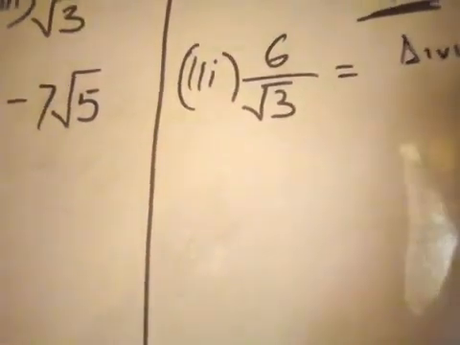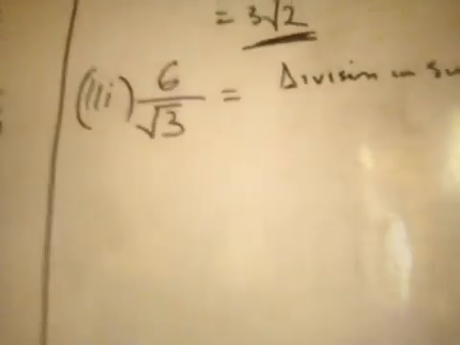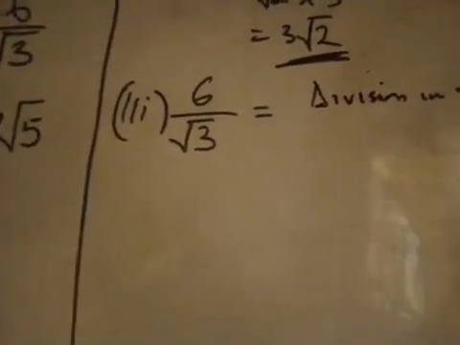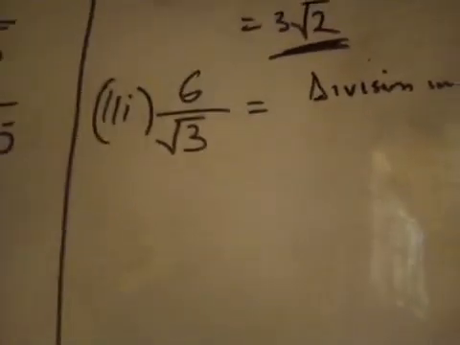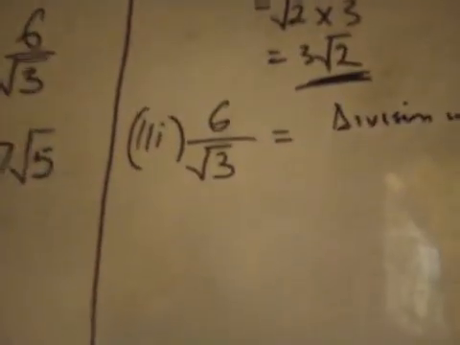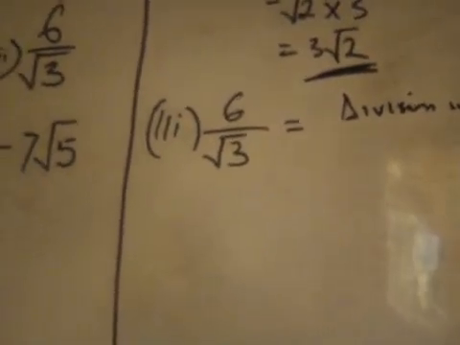Division in surds. The first thing you should consider is this: if a fraction has a surd in its denominator, then what you need to do is rationalize the denominator. You understand? You rationalize the denominator.